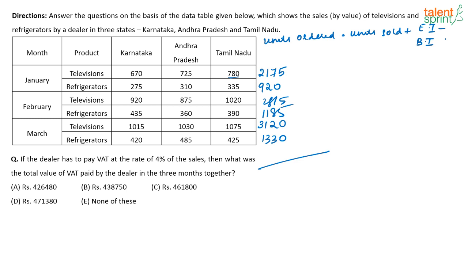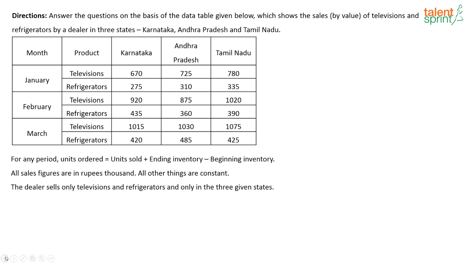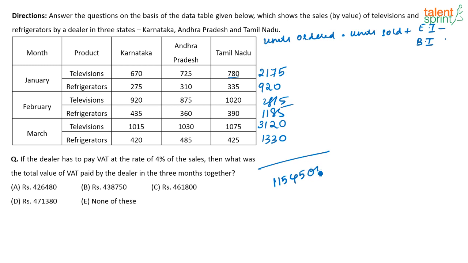So let me give the answer, since none of you have got the answer. When you solve this, you should get the answer as 11545. Okay, and it's given that it's in terms of thousands, correct? It was given somewhere. Where was it given? All sales figures are in rupees 1000. So this will be 11545 followed by 3 zeros. And what is given to this sales, 4% is given as VAT. So 4% of this, find that out. That is the answer that you are looking for.